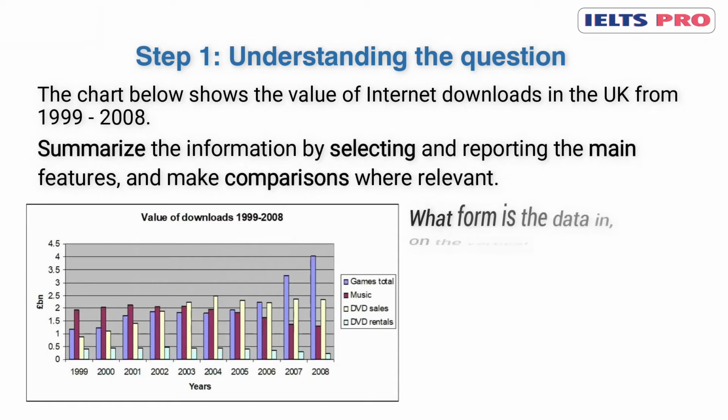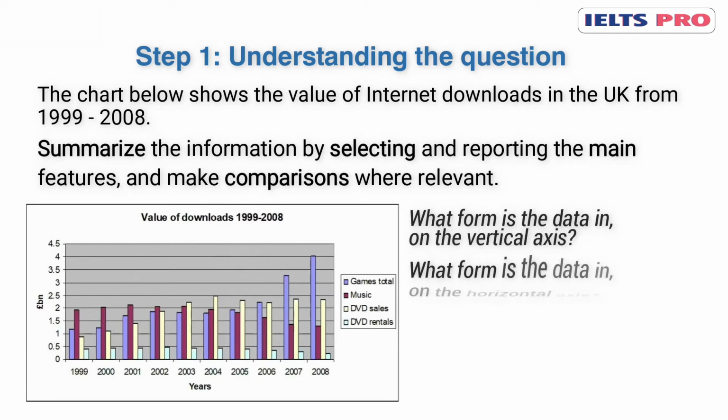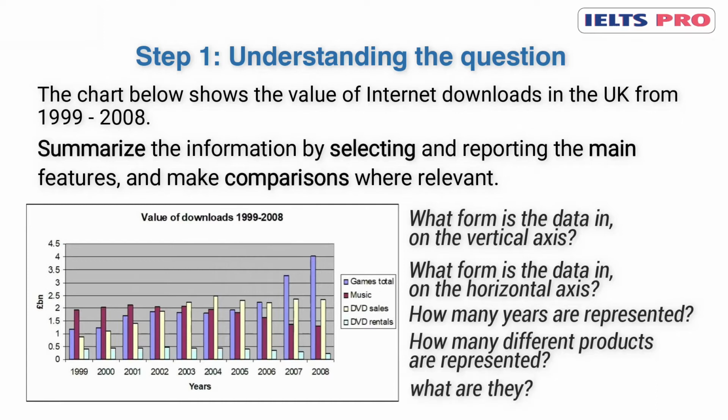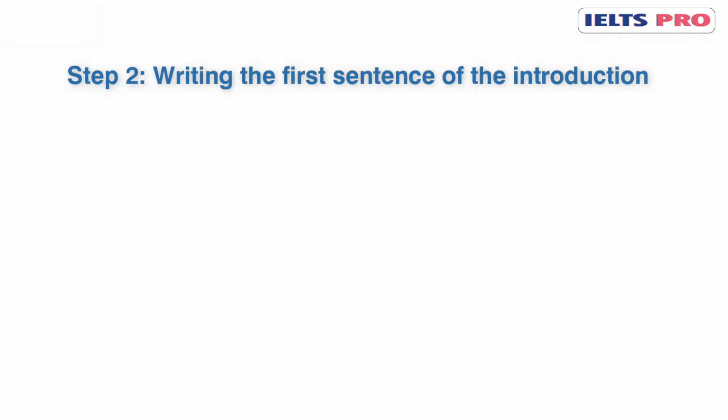What form is the data in, on the vertical axis? What form is the data in, on the horizontal axis? How many years are represented? How many different products are represented? What are they?